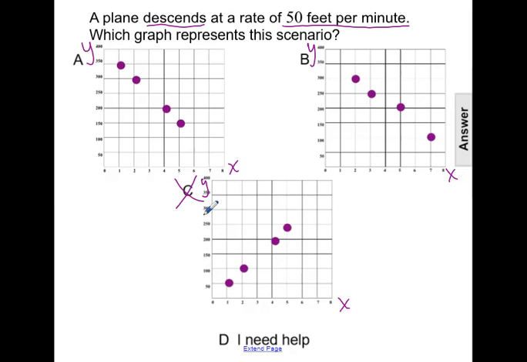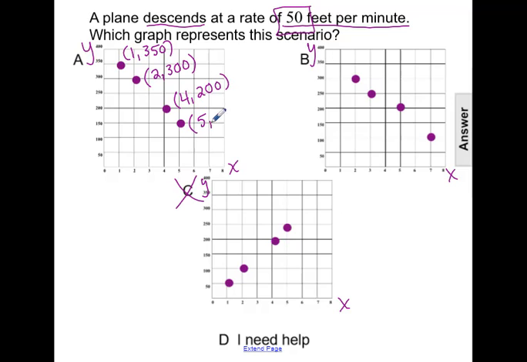Now specifically, they have to be decreasing at this rate of 50 feet per minute. That means constantly after each minute goes by, you're losing a height of 50 feet. So that makes us look a little bit closer at the coordinates we're given. We have in graph A, for example, the coordinates of (1, 350). We have (2, 300). We have (4, 200).